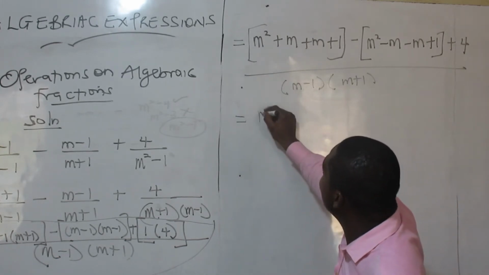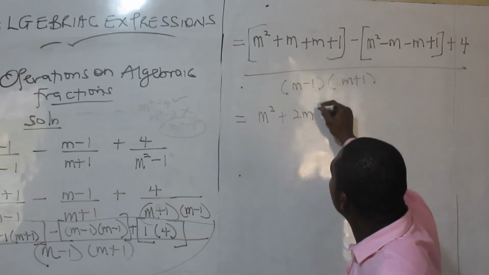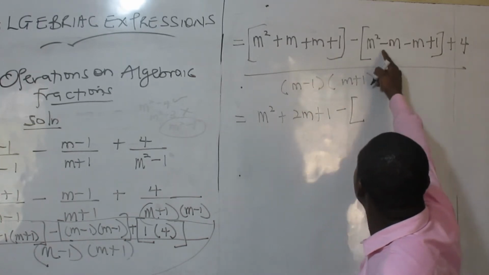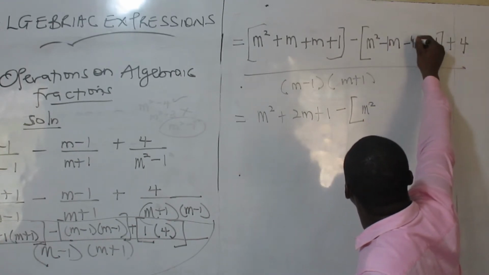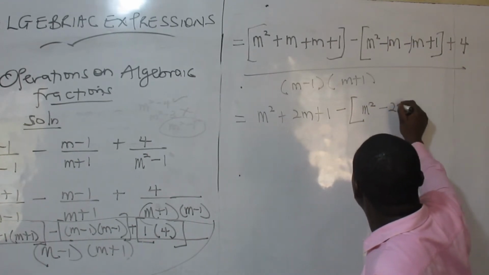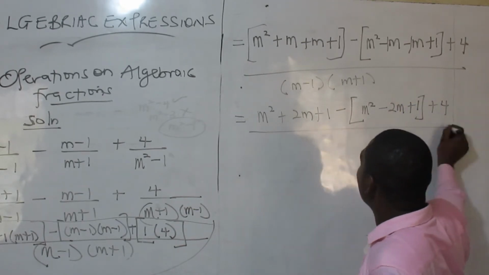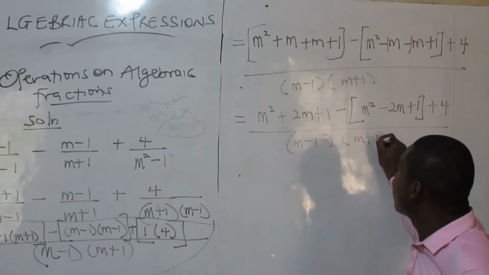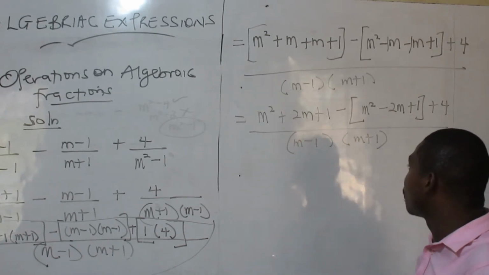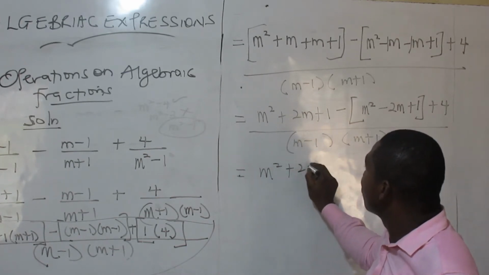Now this m squared, 1m plus 1m will give me 2m plus 1. Now let's finish them here. That is m squared minus 1m minus 1m will give me minus 2m plus 1, or plus 4. Remember, don't expand the denominator when you have them in the form of an expression. Good. We have m squared plus 2m plus 1.